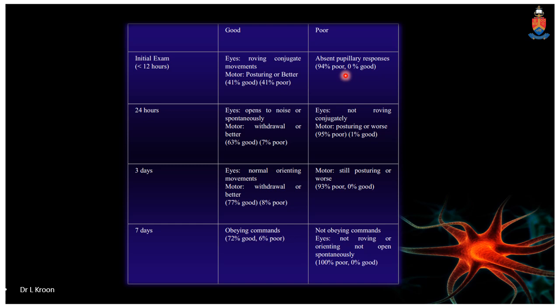One, on the initial examination, absent pupillary responses in an overwhelming number of cases led to a poor outcome. That's 94% of the patients. 0% of those patients had a good outcome in Levy's studies. At 7 days following anoxic coma, any patient who is obeying commands, a majority of those patients had a good outcome, and a very small percentage had a poor outcome. Finally, a poor outcome was almost 100% certain in Levy's data when patients were not following commands at 7 days following hypoxic coma.